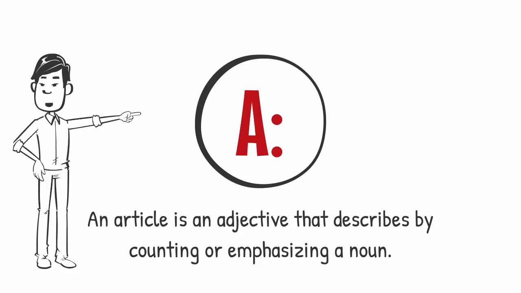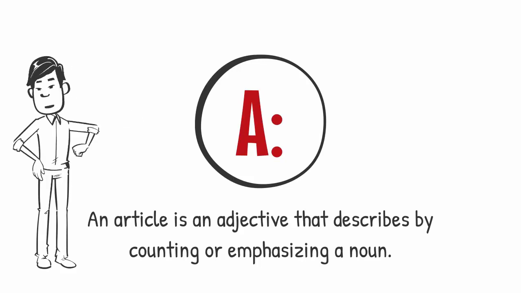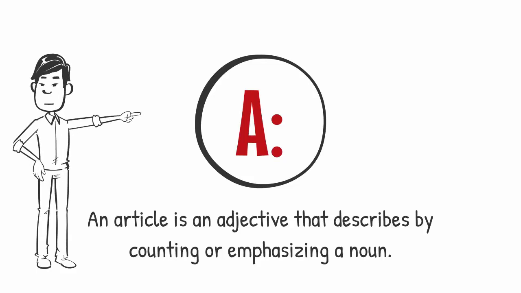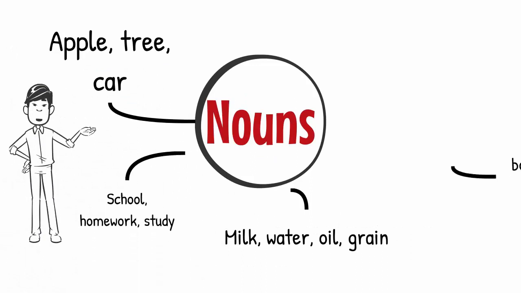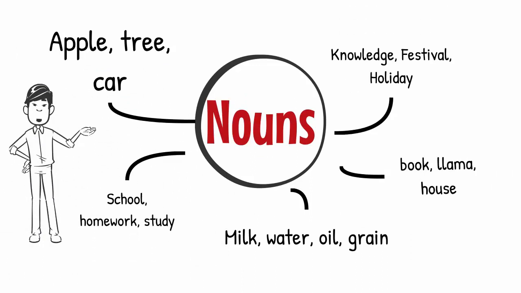First, an article is an adjective that describes. Its job is to count or to emphasize a noun. Nouns, remember, are people, places, events, animals, ideas. Here are some examples.